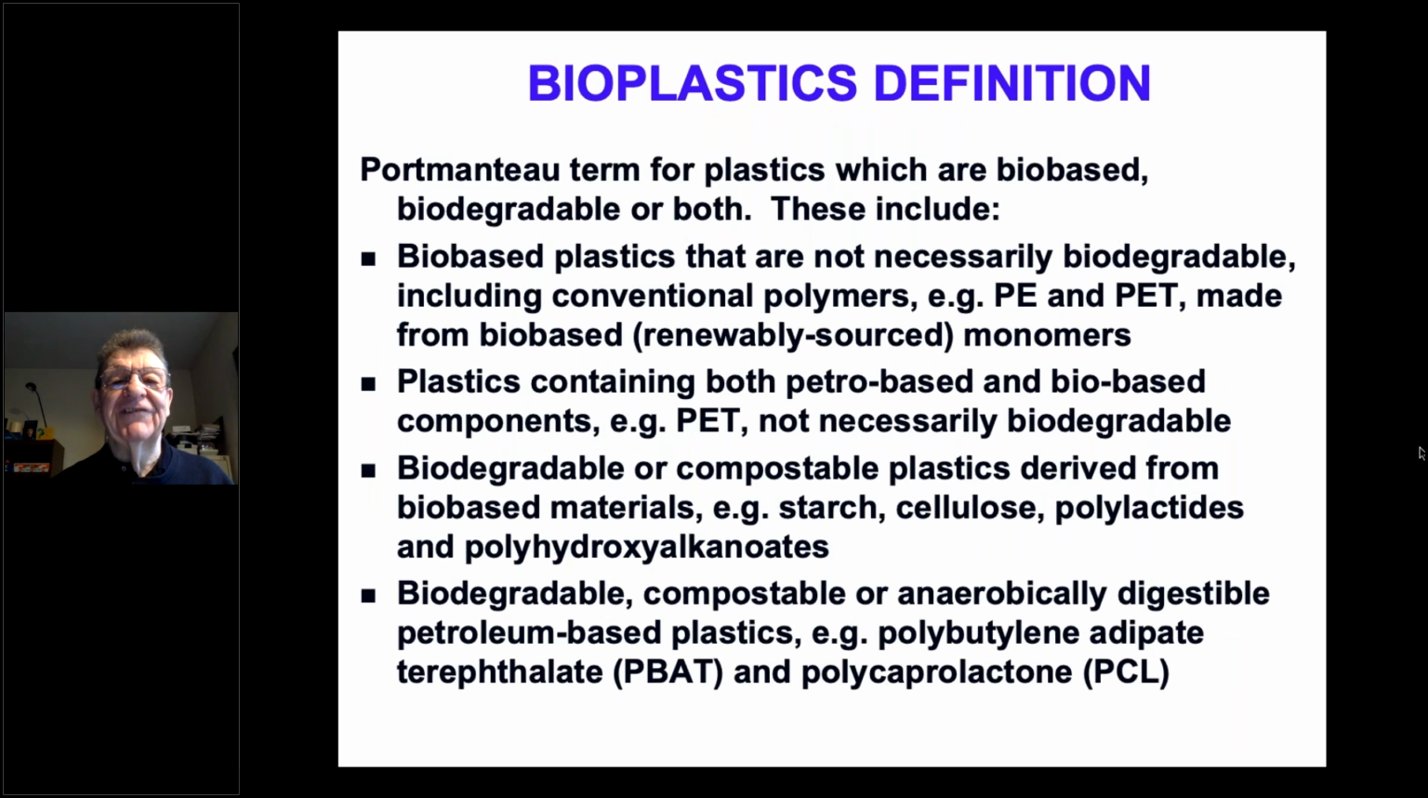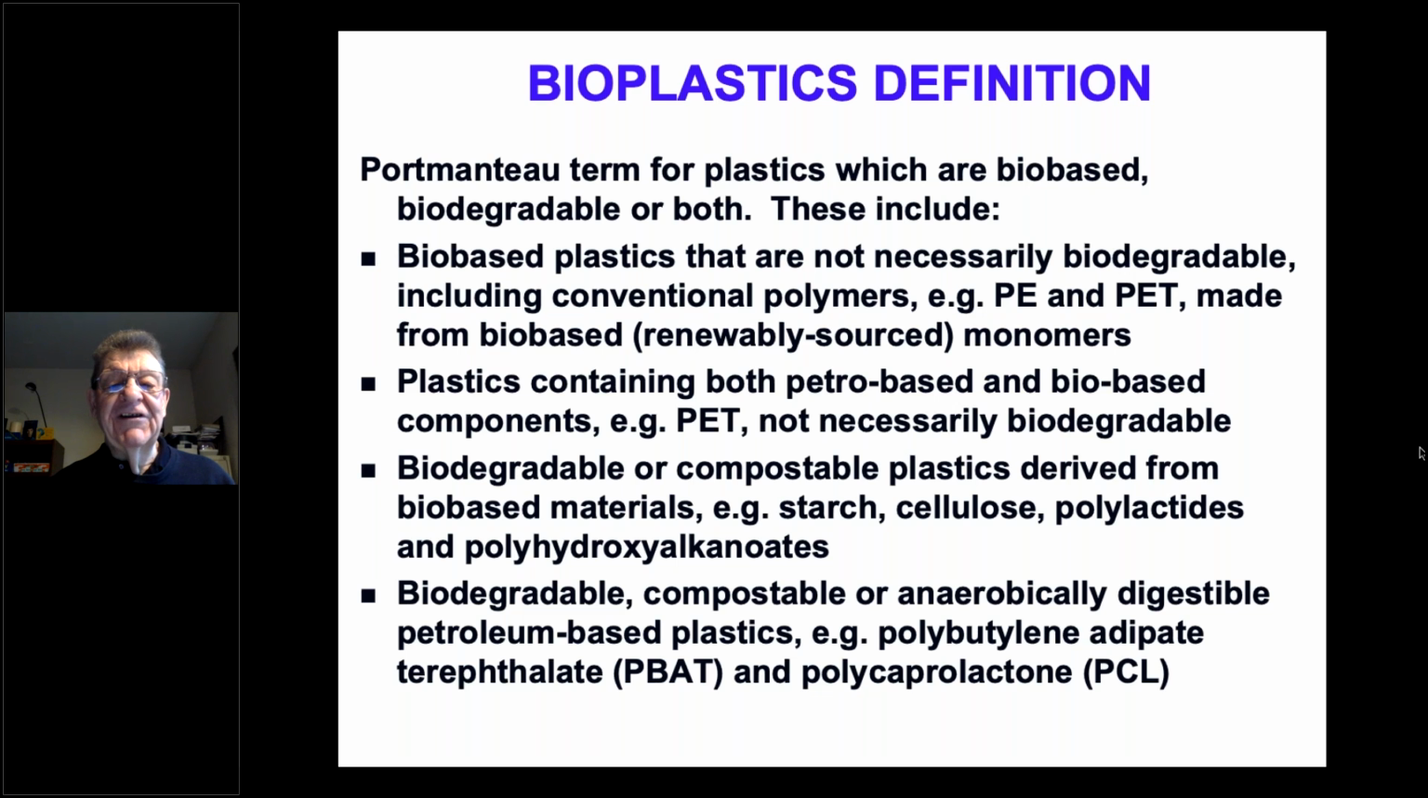So what is a bioplastic? Well, this term refers to plastics which are bio-based or biodegradable or both of these. So it includes bio-based plastics, which are not necessarily biodegradable. They may simply be conventional polymers like polyethylene and PET, but made from renewably sourced monomers rather than from petrochemicals. They could be plastics containing both petroleum-based and bio-based monomers, such as PET, where you have more than one monomer, and again, not necessarily biodegradable.